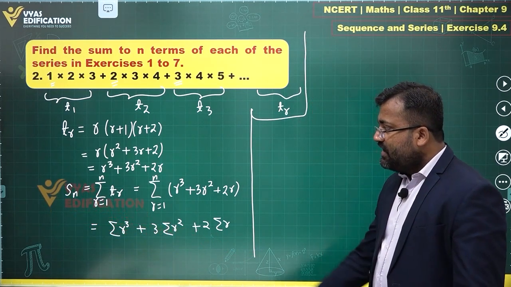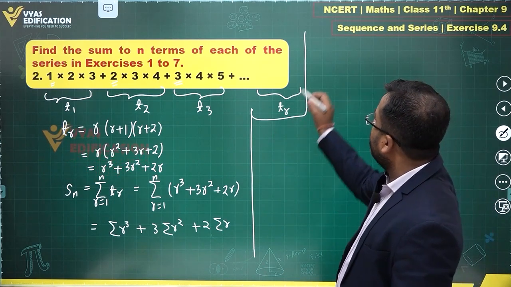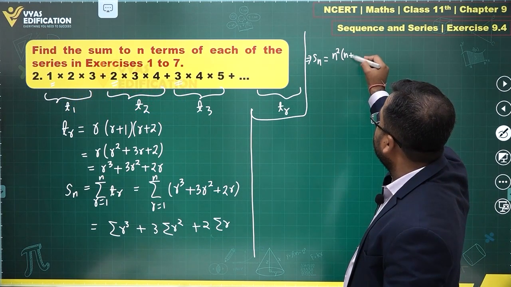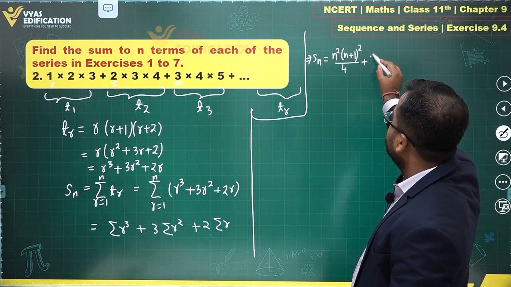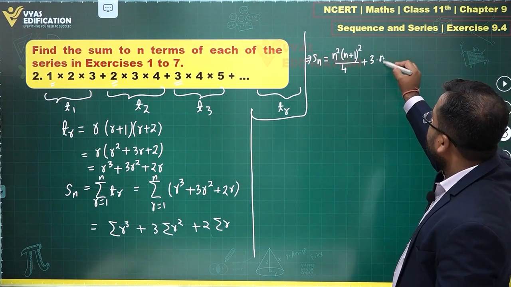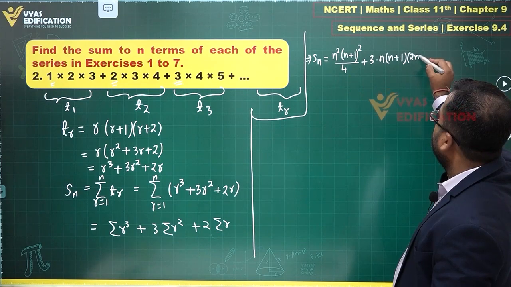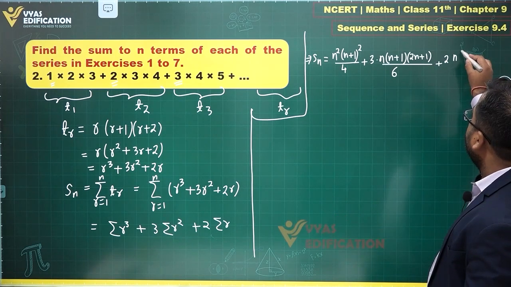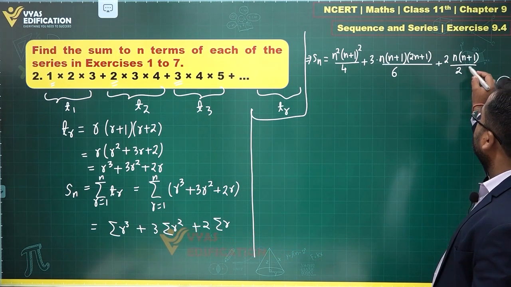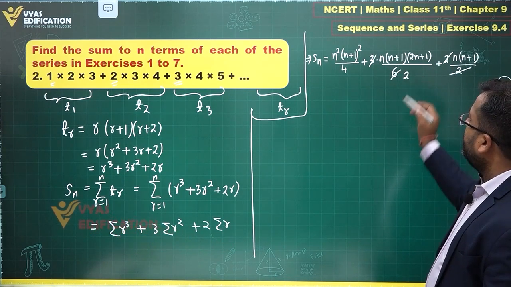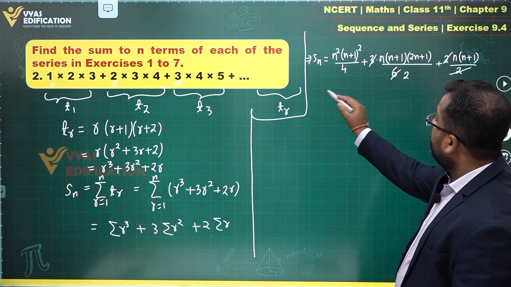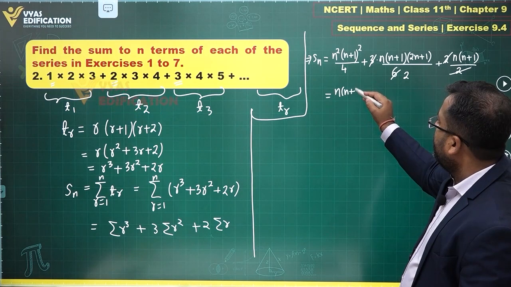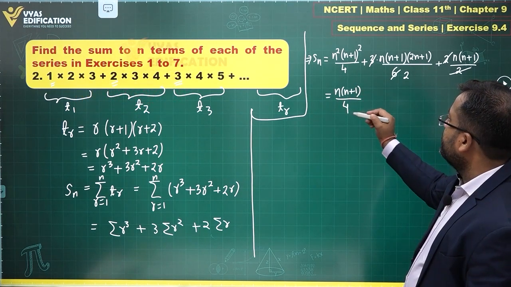What next? Sn will be equal to sigma R cube, that is n square n plus 1 square upon 4, plus 3 times sigma R square, n plus 1 2n plus 1 over 6, plus 2 times n plus 1 by 2. You see 2 goes with 2, 3 goes here and this becomes 2. So in the numerators take the HCF. What is that? n plus 1 comes out common. In the denominator take the LCM, which is 4, comes out common.